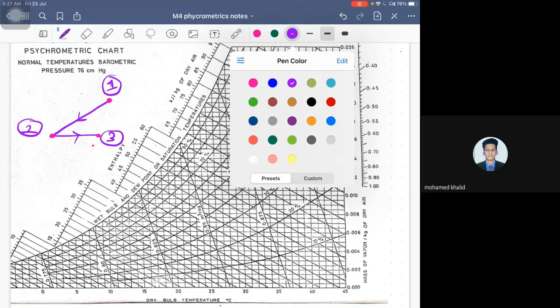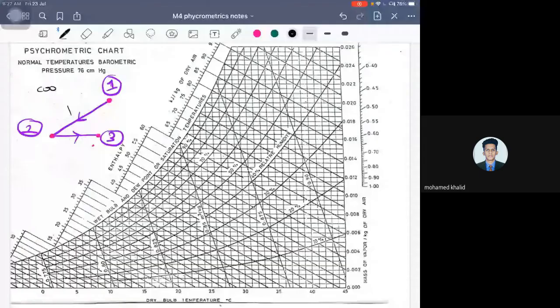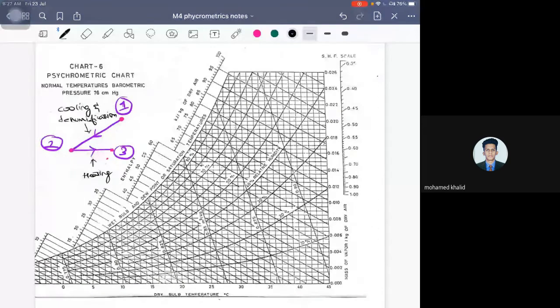So I would just, for the sake of reference, write it here. This particular process is cooling and dehumidification. And this one is heating. Now, whatever we have drawn arbitrarily just by understanding the concept, should be drawn on an exact scale on a psychrometric chart to get accurate values.